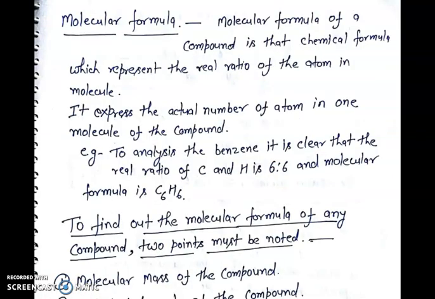Next topic is molecular formula. The molecular formula of a compound is that chemical formula which represents the real ratio of the atoms in a molecule. It expresses the actual number of atoms in one molecule of the compound. For example, on analyzing benzene, it is clear that the real ratio of carbon and hydrogen is 6:6 and the molecular formula is C6H6.